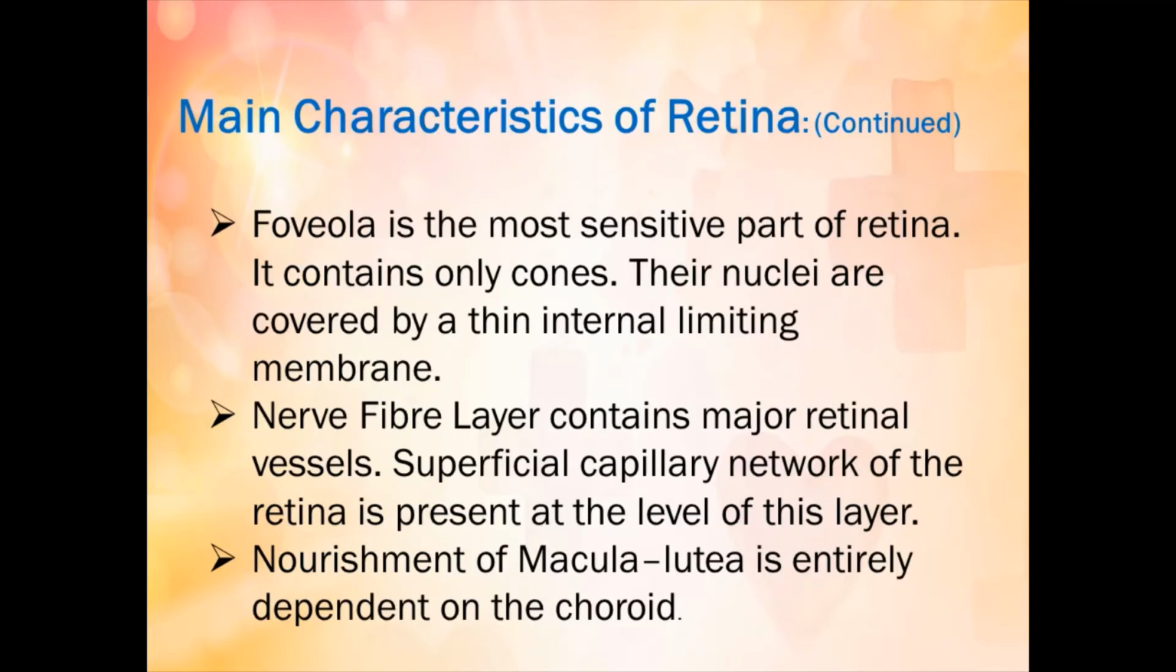Continuation of characteristics of retina. Fovea is the most sensitive part of the retina. It contains only cones. The nuclei are covered by thin internal limiting membrane. Nerve fiber layer contains major retinal vessels. Superficial capillary network of the retina is present at the level of this layer. Nourishment of macula lutea is entirely dependent on the choroid.